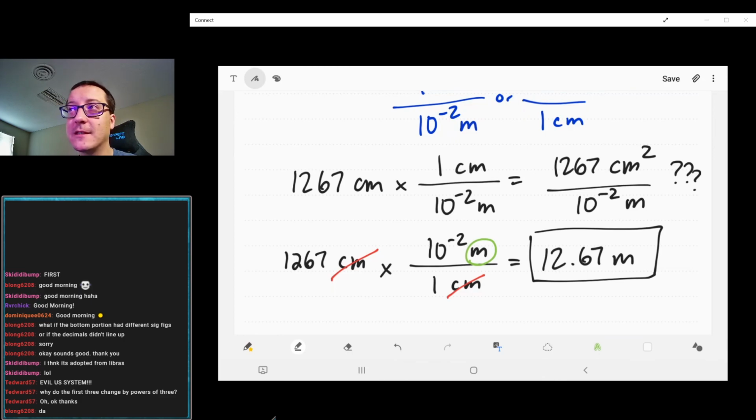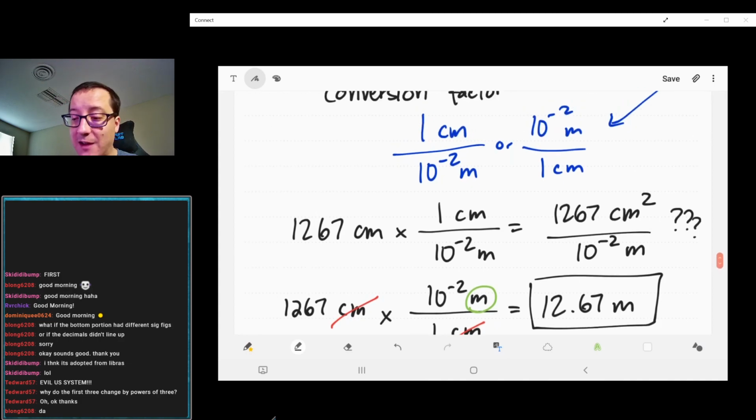So does this make sense? You're going to want to arrange your conversion factor so that the units you don't want will cancel out. And remember, we have that luxury because they're equal to each other. So we can put whichever one on the numerator, whichever one on the denominator, that we want to get canceled out.